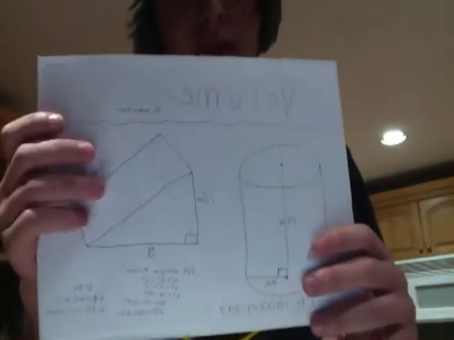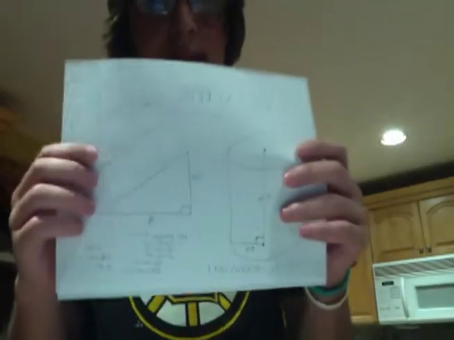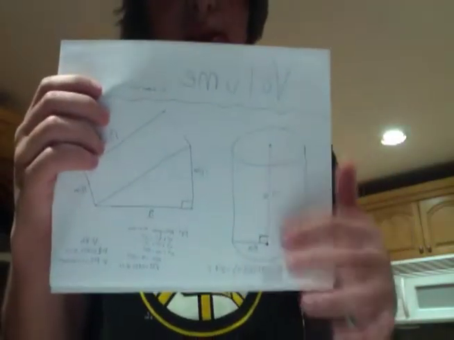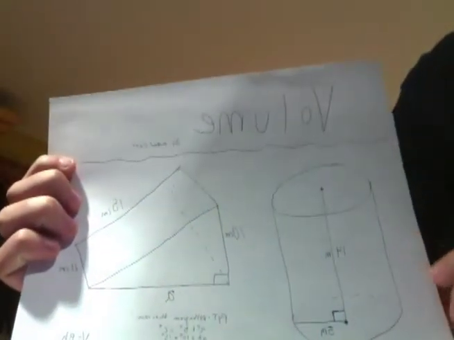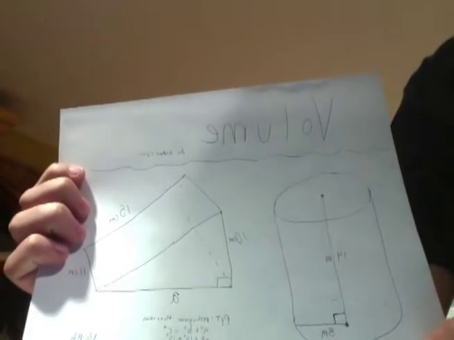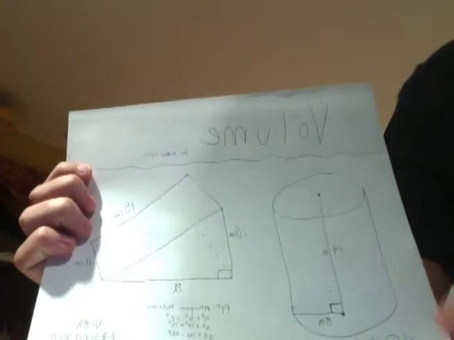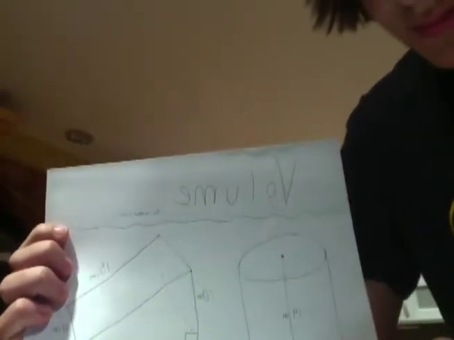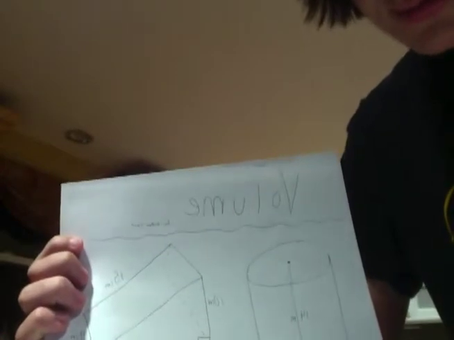Volume is trying to figure out what's inside a cylinder or a triangular prism as shown here. Basically, like if you're going to try to fill it up with fluid or something. To find the volume of a cylinder, you do pi times radius squared times the height. So what I did here was 3.14 times 5 times 14 and got 219.8.